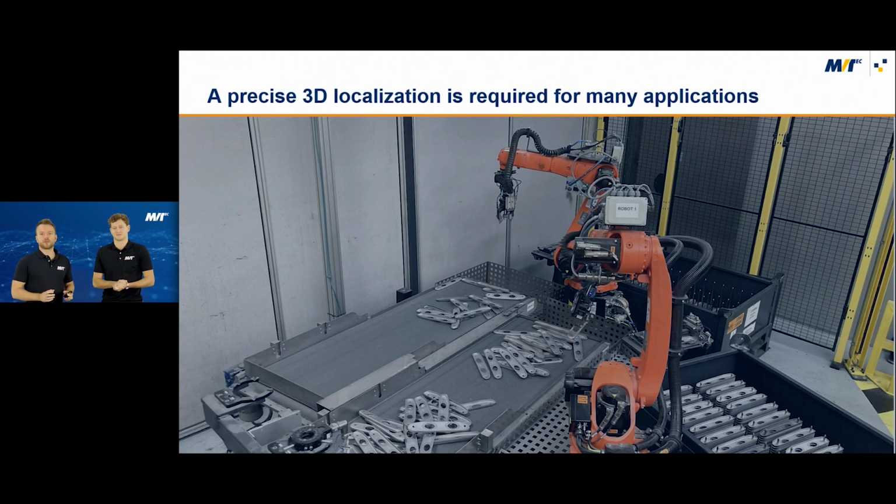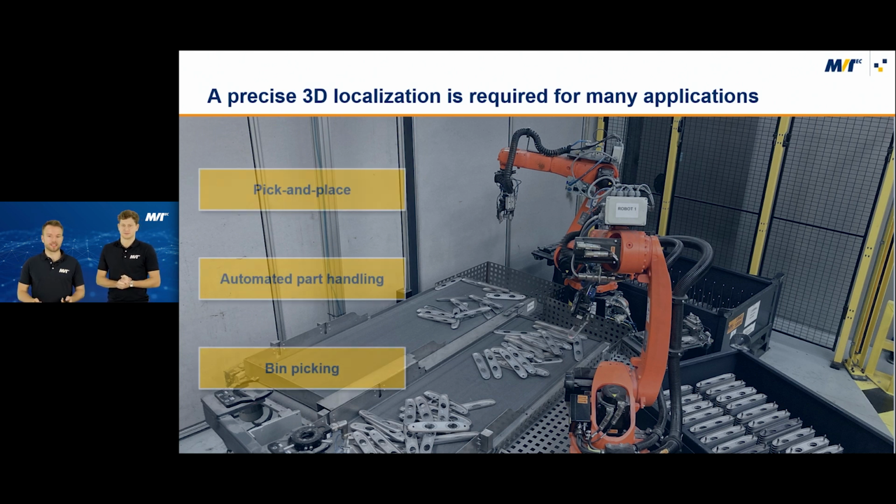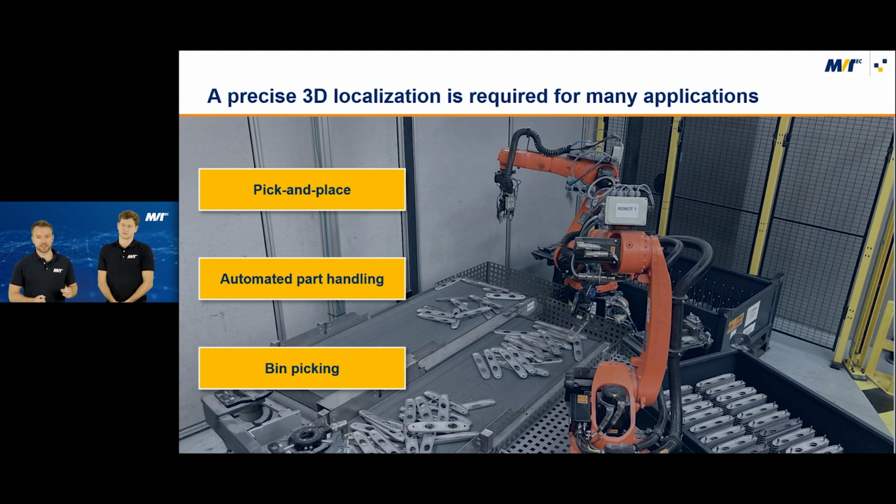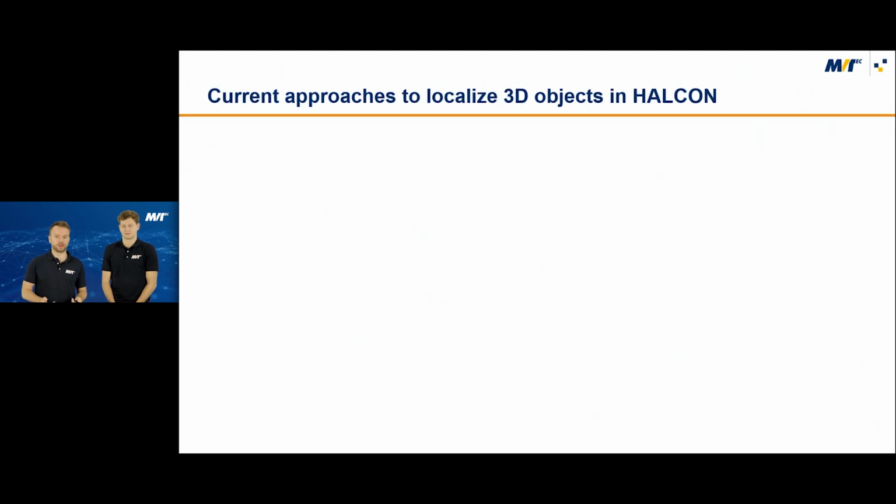One task for 3D applications that is required most of the time is a precise localization of parts in your production. And it's required for many applications that could be pick-and-place applications, automated part handling, bin picking. So for all these applications and even other applications, it's required to know precisely where a specific part is. And as this task has been required for many years now, so even 10 years ago, a precise localization was required, HALCON already provides multiple technologies to solve this problem.